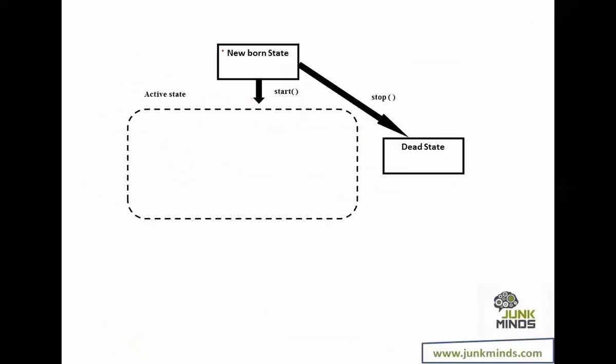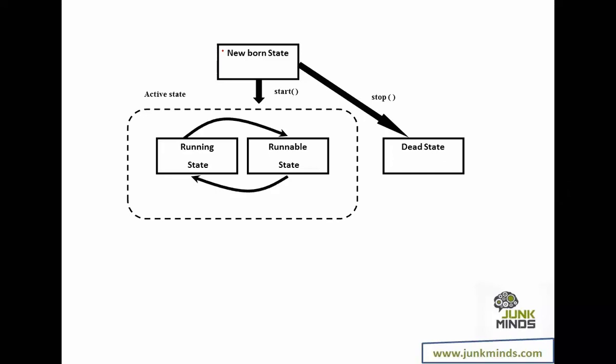Now this is what is happening. Your thread will keep toggling between running and a runnable state. Now from any given state, you can actually get into a dead state by executing the stop method.